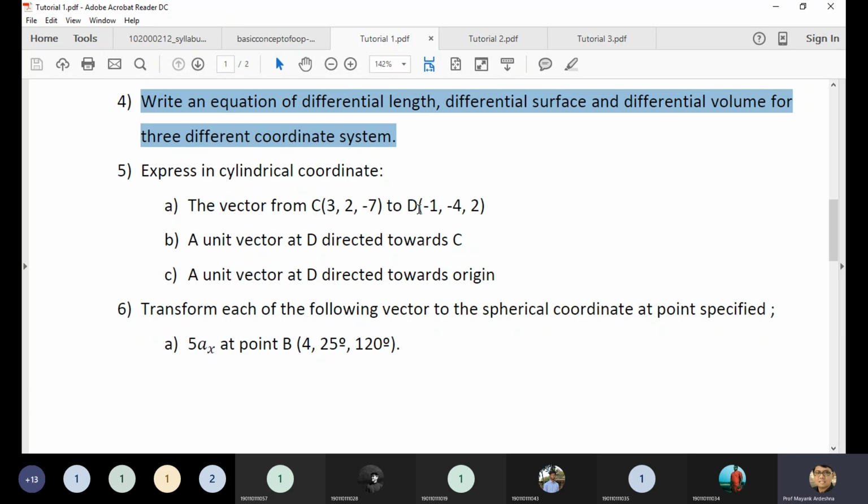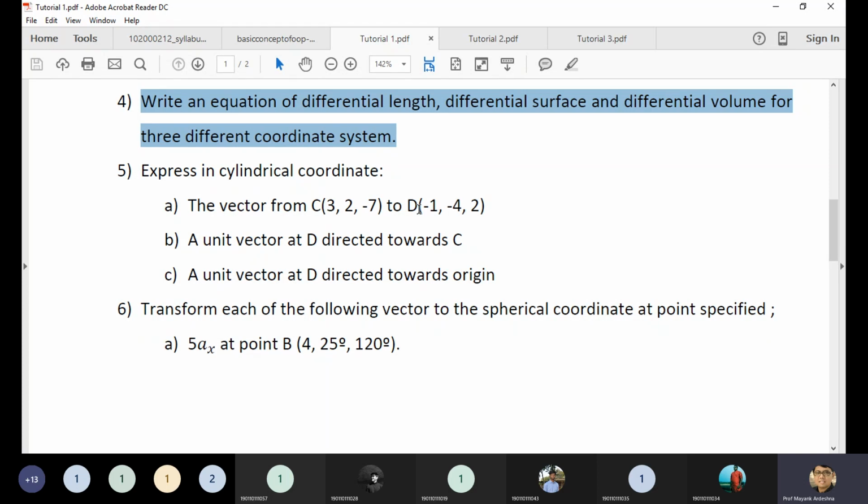In terms of the unit vector at D directed towards C, so it's C minus D. You have to subtract C minus D, whatever the values are given. Find the answer in terms of the cylindrical coordinates, and whatever answer you are getting, express it in terms of the unit vector. It means you get the vector after putting in the value at D directed towards C.